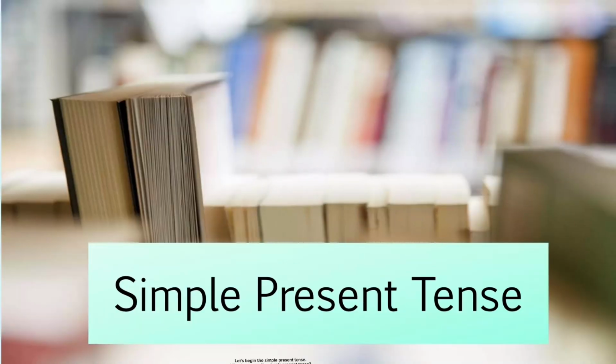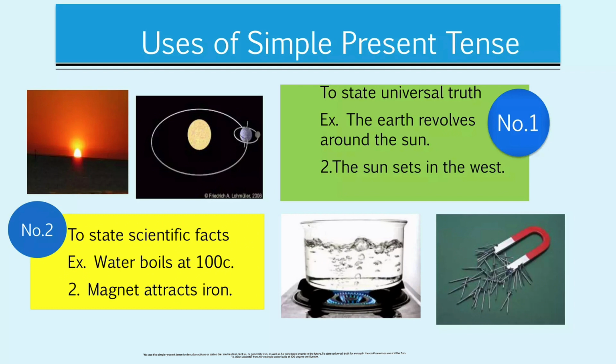Let's begin the simple present tense. Why do we use the simple present tense? We use the simple present tense to describe actions or states that are habitual, factual, or generally true, as well as for scheduled events in the future.